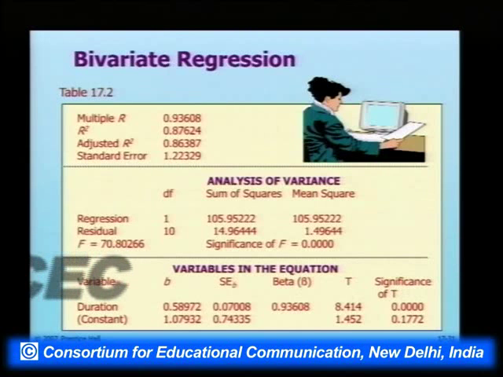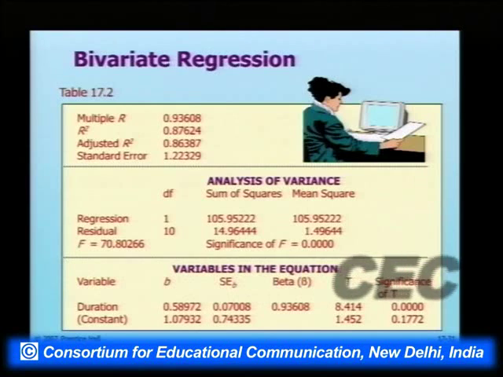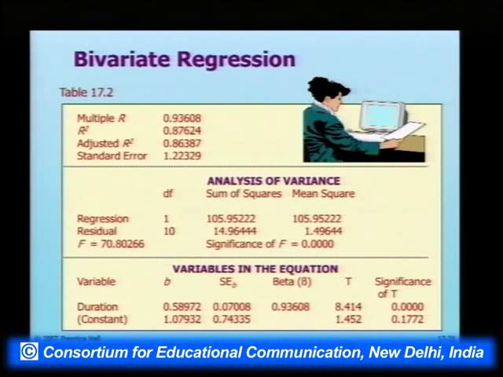R is the correlation coefficient, which comes out to be 0.936, which we have already calculated earlier. R square is the square of this R, which indicates that almost 87% of the variation in Y is explained by the independent variable. Adjusted R square is adjusted for the number of variables in the equation. As the number of independent variables increases, there are decreasing returns, meaning newer and newer variables add very little to the explanation. So adjusted R square is the adjustment of R square, keeping in mind the number of variables.